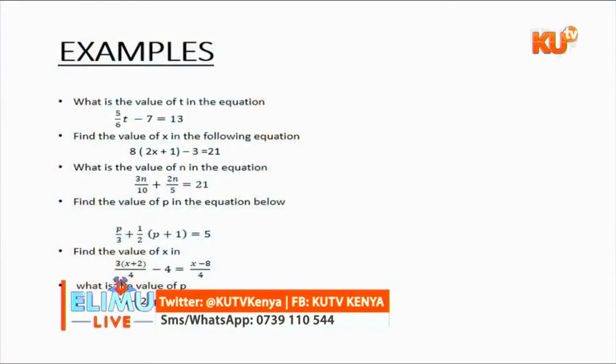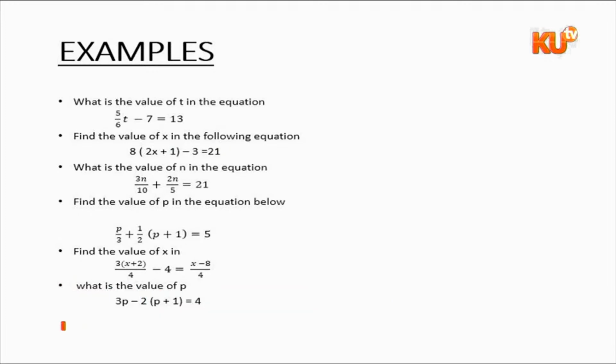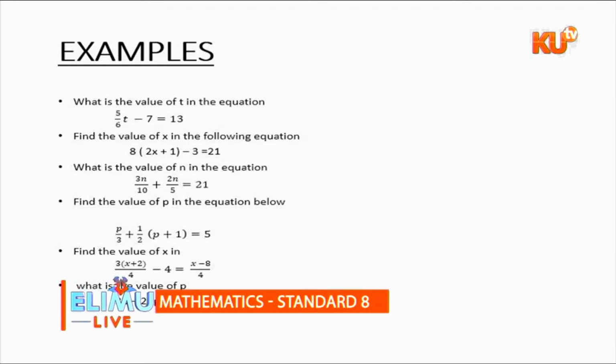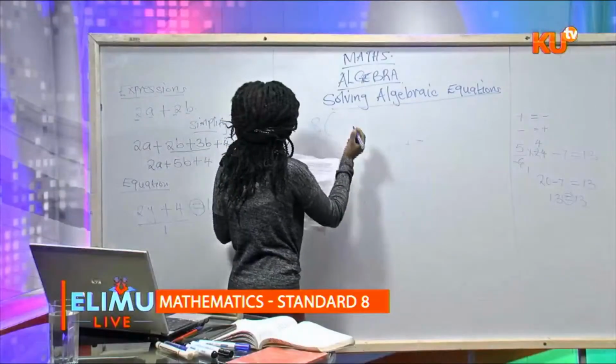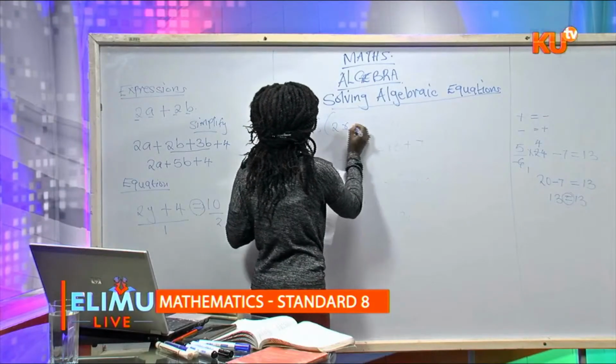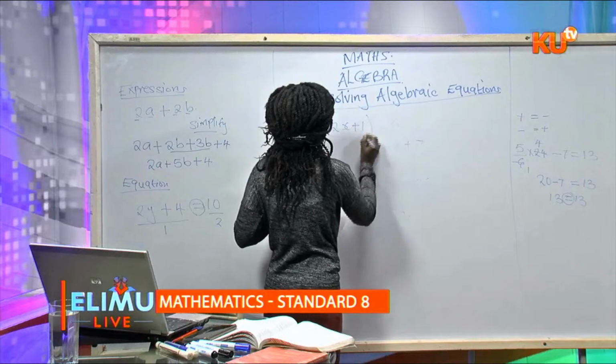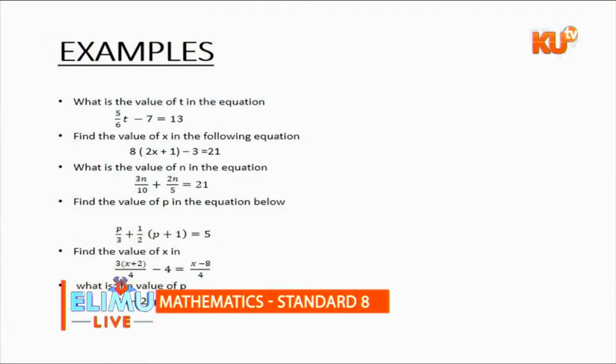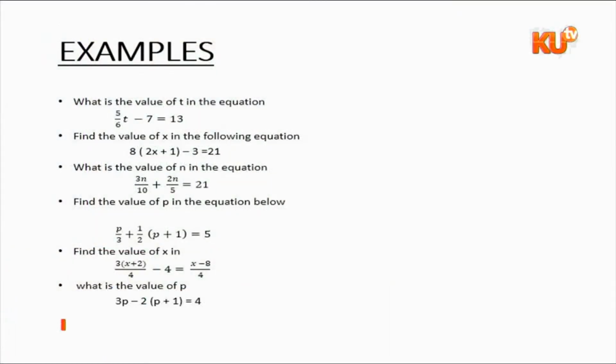Example number 2. Find the value of x in the following equation. Equation number 2. I have 8 bracket 2x plus 1 bracket minus 3 is equal to 21.